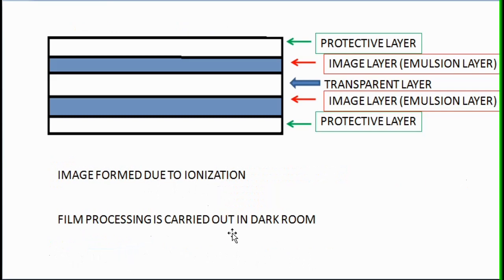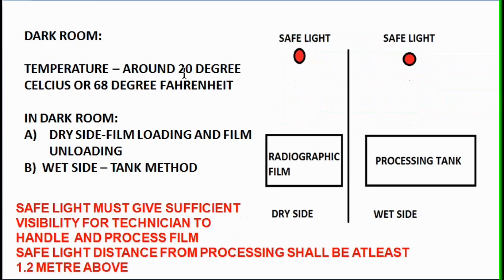So film processing is carried out in a dark room. The dark room is maintained at around 20 degrees Celsius or 68 degrees Fahrenheit only. In this dark room, the safe light will be placed above the processing area, in the ceiling. In the dark room, there are two sides, dry side and wet side. In the dry side, film loading, film handling and film unloading processes are carried out here. So this is the dry side.